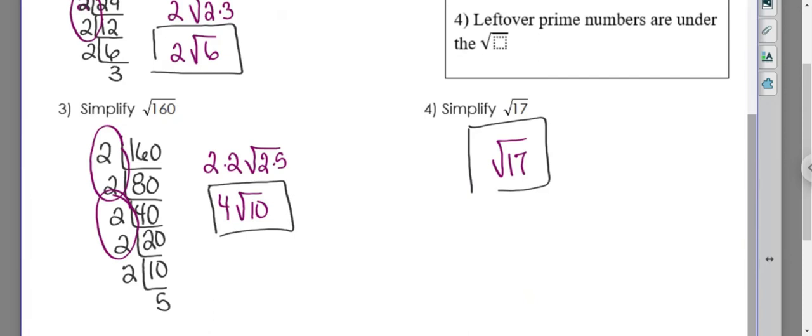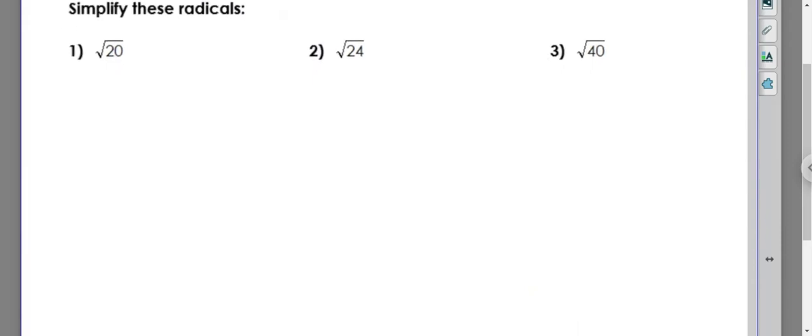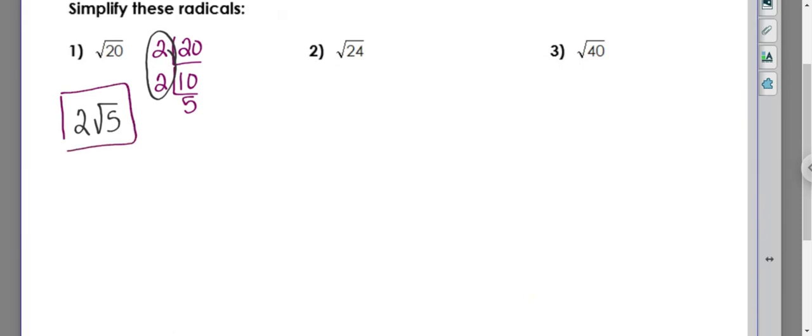All right, so when we're looking at the next groups, doing when you can simplify and when you can't. So when we have 20, divide that by 2, leaves us with 10. Divide that by 2, leaves us with 5. So we have a pair of 2s followed by the square root of 5. 24 we've already got on the front. So that would be 2 root 6. We've already done that one.